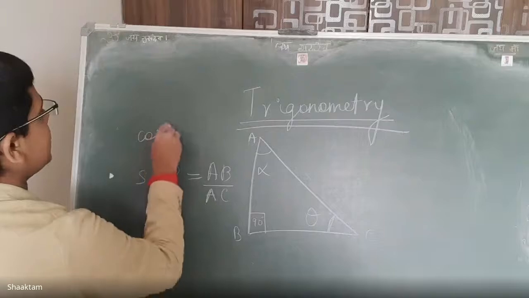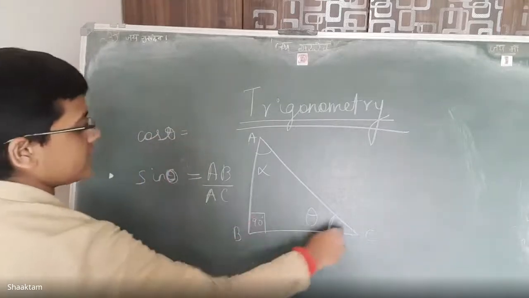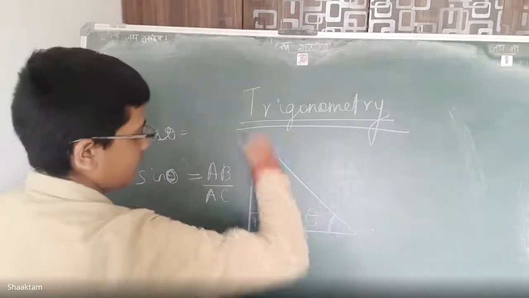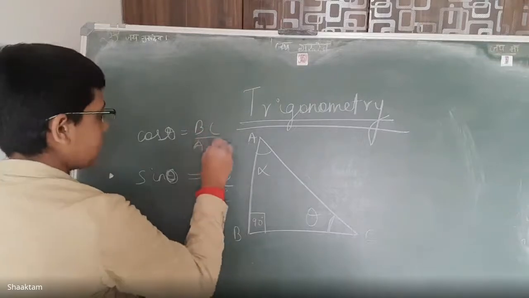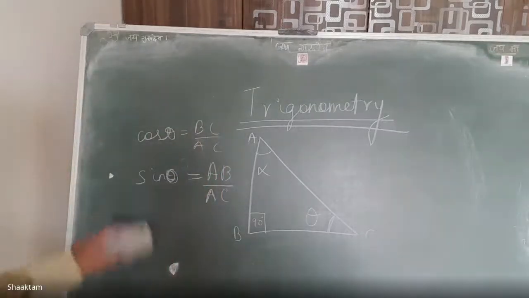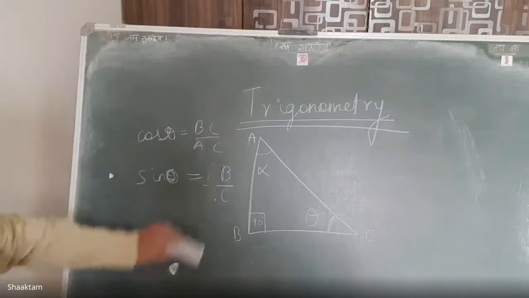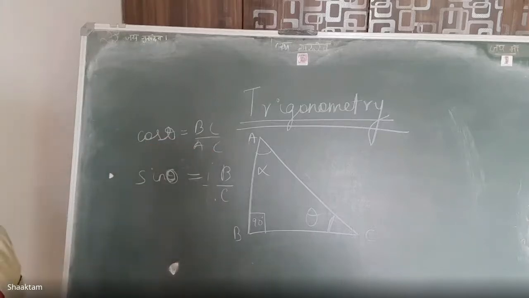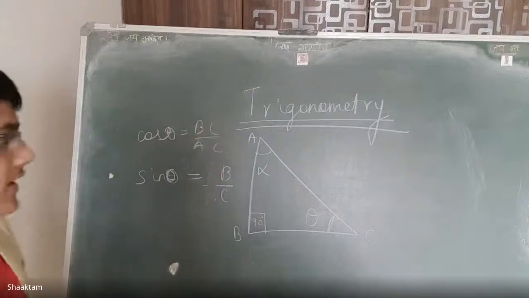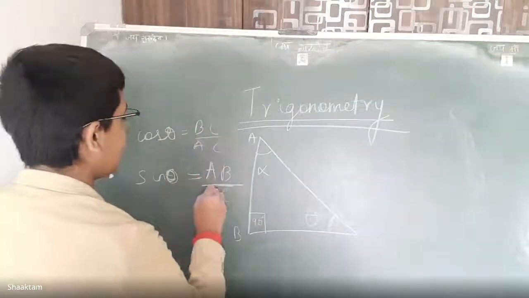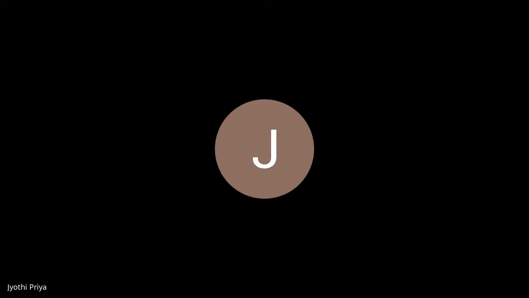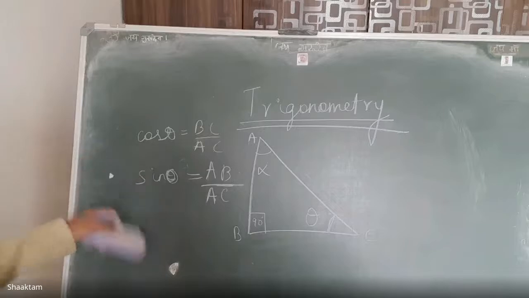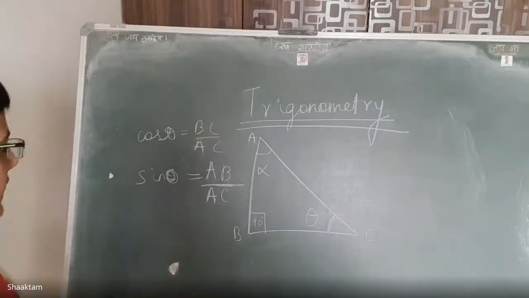Similarly, cos of theta. Now, base. Base is what? The one which is sleeping. Yeah, BC. BC, very good. BC by AC. Now, please don't assume that it is very easy. A and A I will remove, and I'll say sine theta is B by C? What are you, nuts? It's not a product. This is a length. This is sine. Okay. Sine theta and cos theta and the others you can find easily.